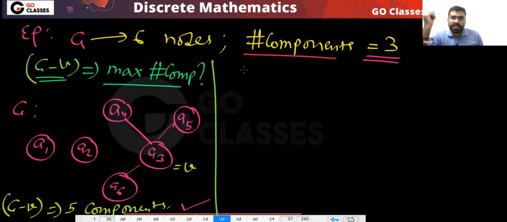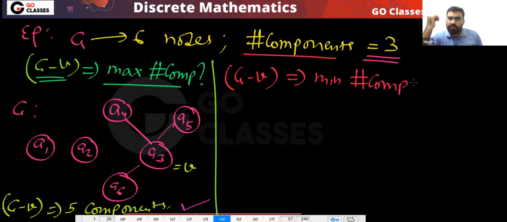After removing one vertex, if I want the minimum number of components, then what should I do? If I remove A4, will I get the minimum? No. If I remove A1, I will get the minimum.